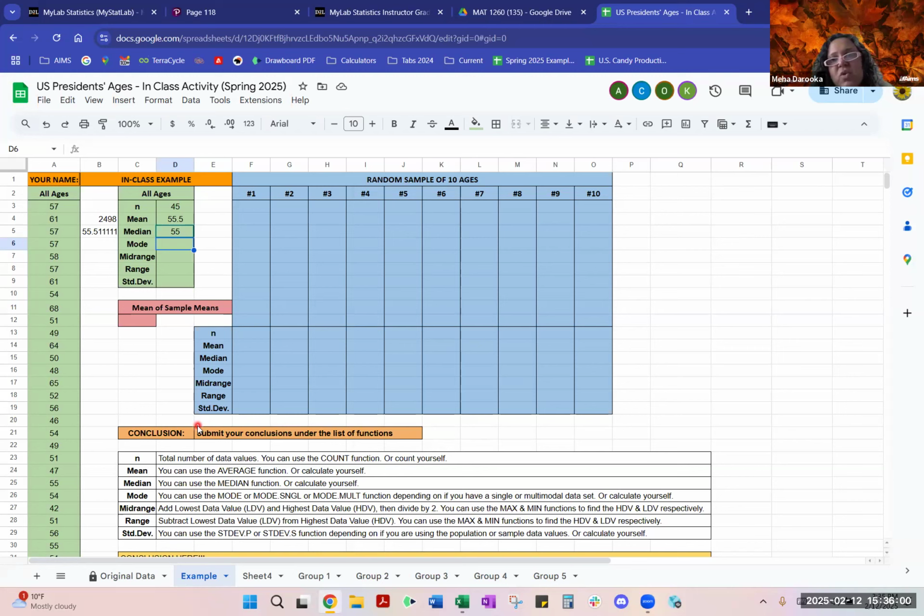Okay, any questions so far on finding the mean and median using Google Sheets? So that's the average function, and that's the median function to do that.